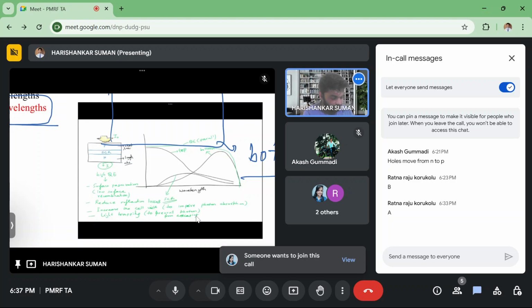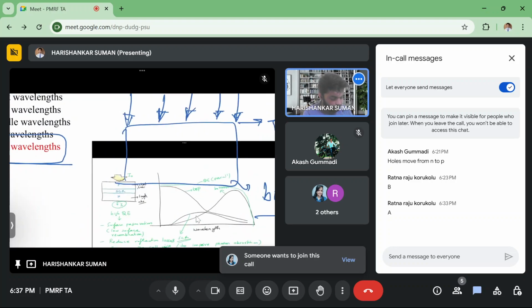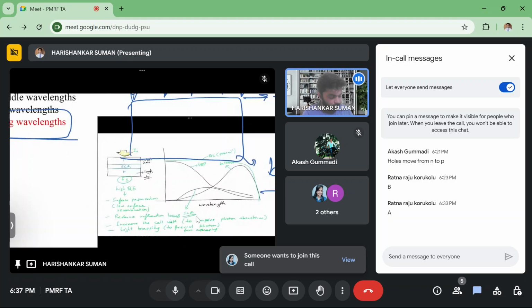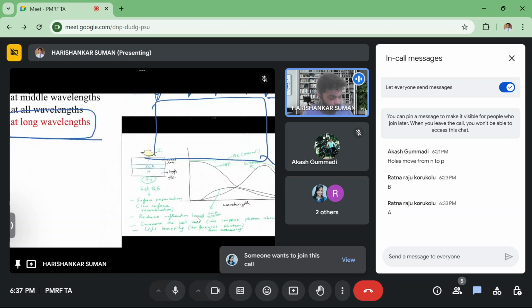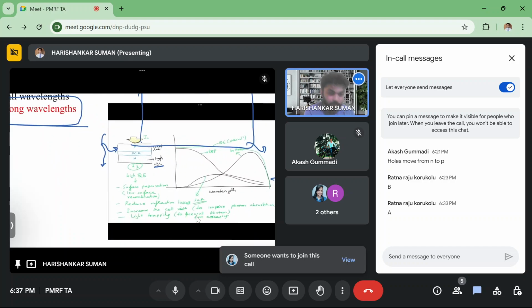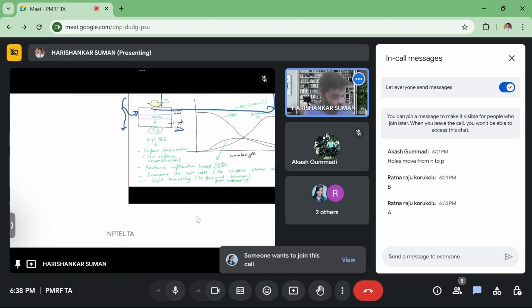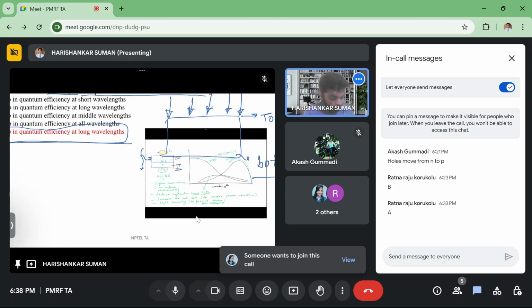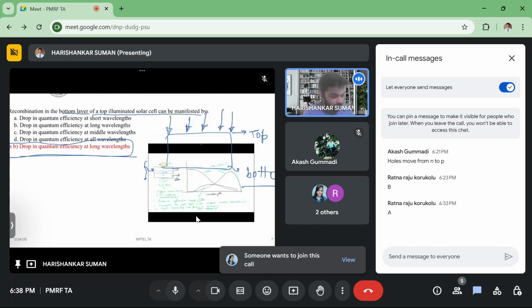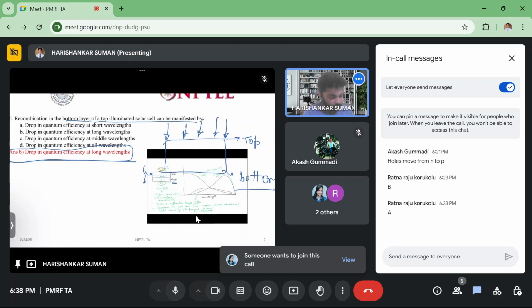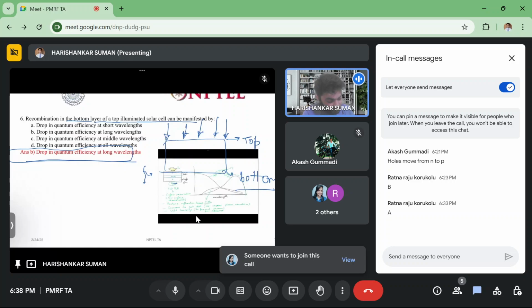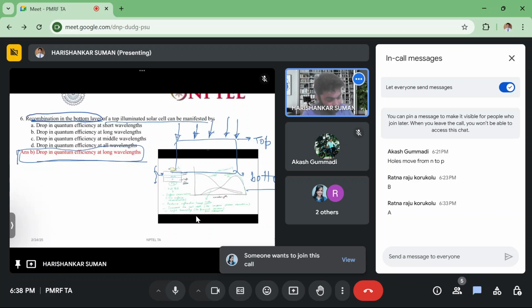So let's see. Short wavelengths are absorbed at the top and longer wavelengths go in and are absorbed by the bottom. So there is a drop in the quantum efficiency at longer wavelength if there is recombination in the bottom layer.